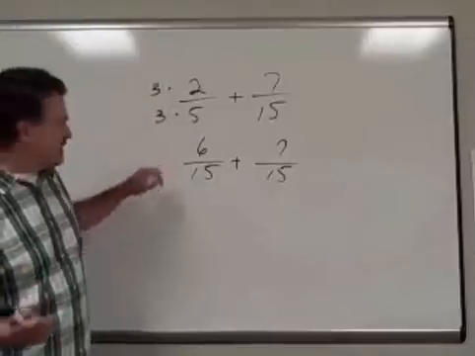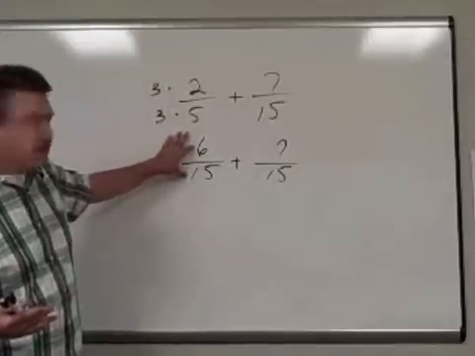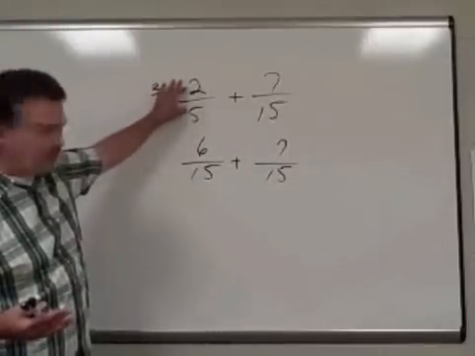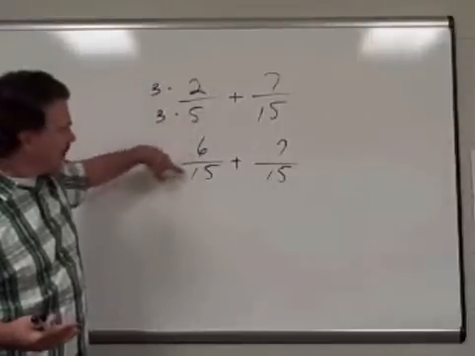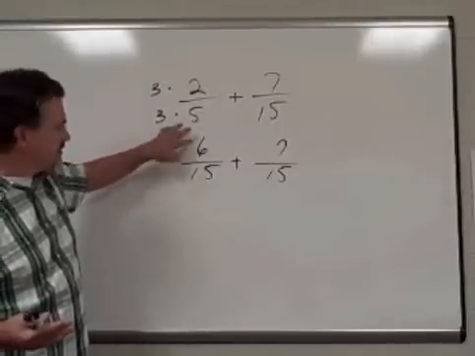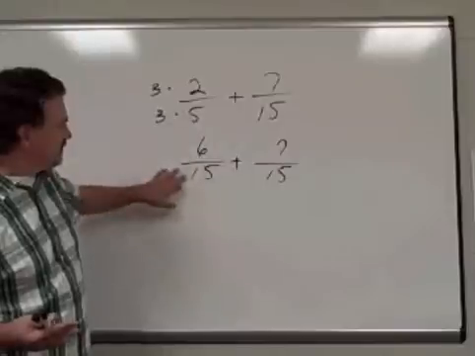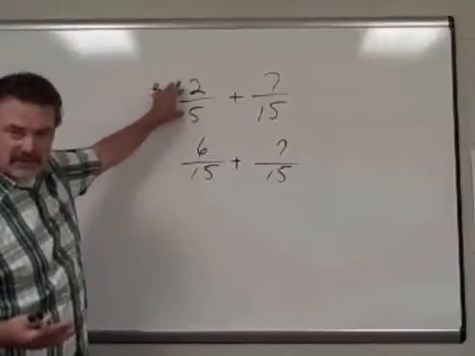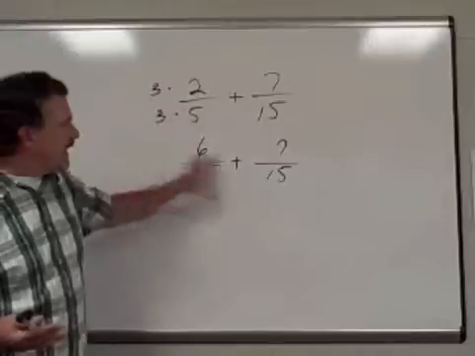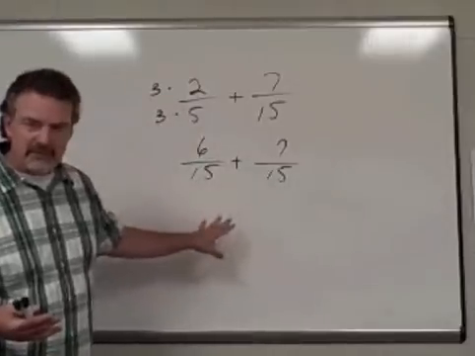And I think you recognize that. Don't you recognize that 6/15 would reduce to 2/5? So this is indeed talking about the same quantity as this. Both of those numbers can be divided by 3. 6 divided by 3 is 2. 15 divided by 3 is 5. So this is an equivalent quantity to this. And now our fractions have the same denominator.